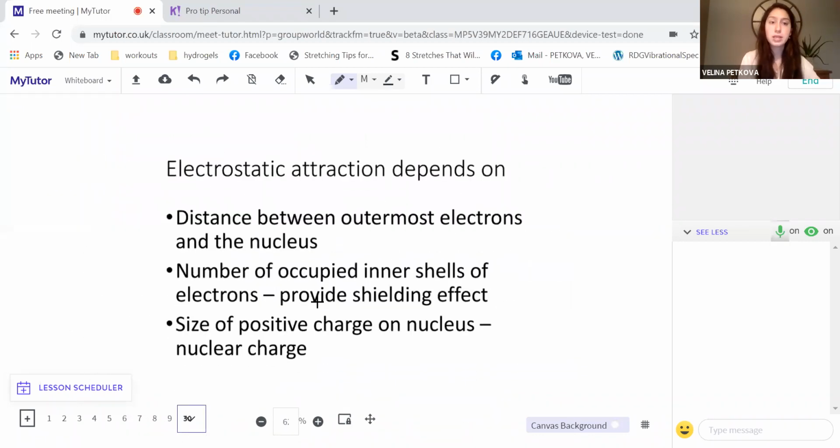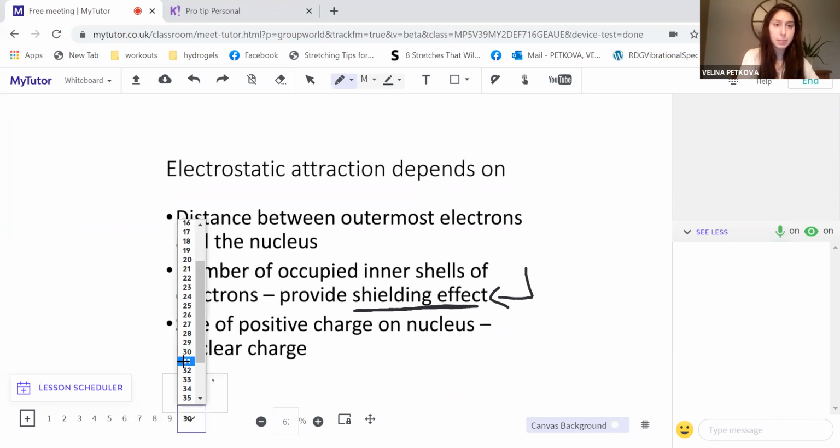So these are the key things to say. The electrostatic attraction is dependent upon the distance between the outermost electron and the nucleus, and the number of occupied inner shells, as that is where the shielding effect comes from. So more inner shells, the stronger the shielding effect. And although the size of the positive charge increases on the nucleus, the shielding outweighs this effect. Therefore, larger atoms find it harder to gain electrons, but it is easier for them to lose electrons. Does that make sense?